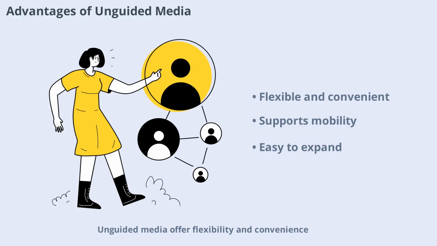Unguided media offer flexibility and convenience, especially for mobile and remote applications. They enable easy network expansion without the need for physical cables, reducing installation costs and time. Wireless networks support mobility, making them ideal for smartphones, laptops, and IoT devices. However, they also come with their own set of challenges.